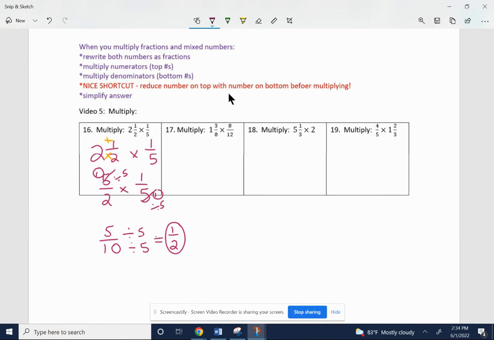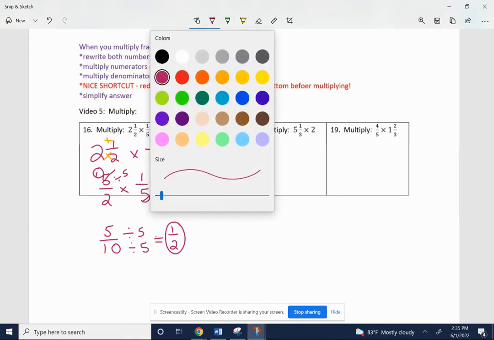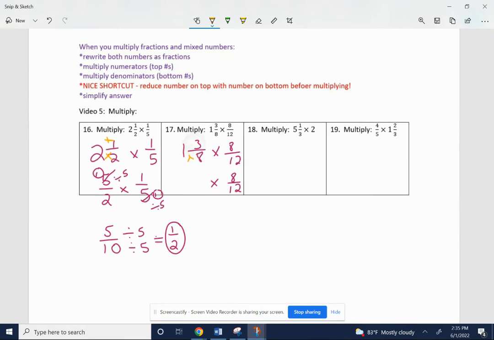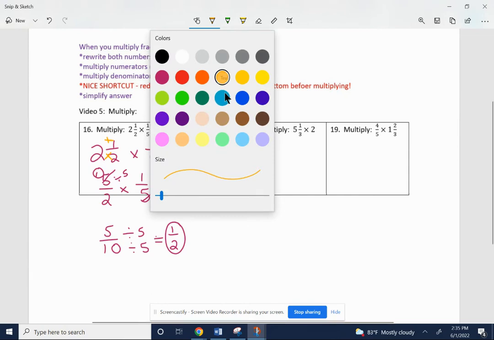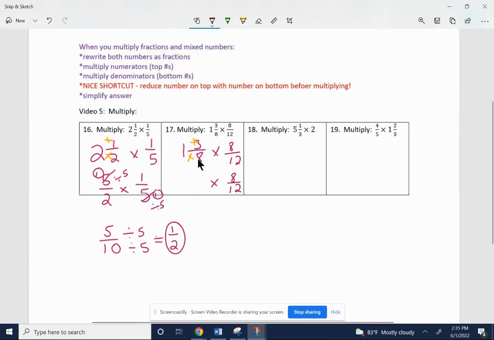Okay, let's look at number 17. This is one it really helps you with. 1 and 3/8 times 8/12. 8/12 is a fraction. We got to have them both fractions. 8/12 is good. 1 and 3/8 is not. So I need to multiply, add, drag, or backward C to make this into a fraction. 8 times 1 is 8, plus 3 is 11. Keep the 8. See, I have 11 over 8 times 8 over 12.